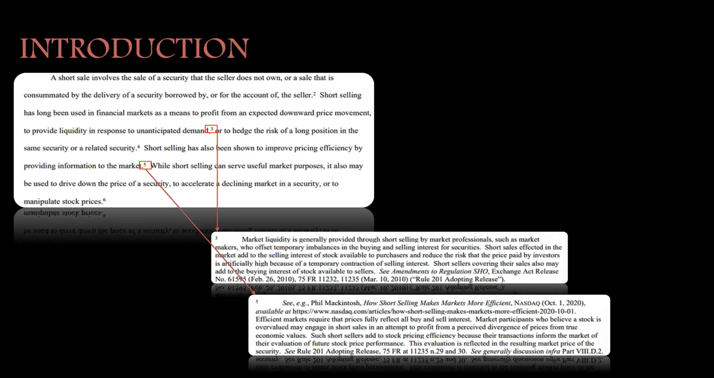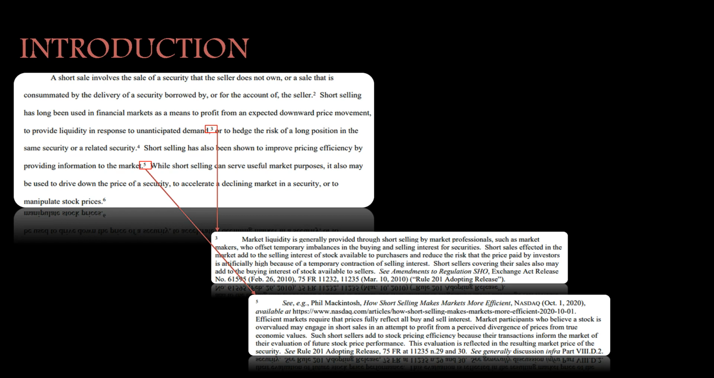Now we have a few footnotes here. So, footnote 3 says market liquidity is generally provided through short selling by market professionals, such as market makers who offset temporary imbalances in the buying and selling interest for securities. Short sales effected in the market add to the selling interest of stock available to purchasers and reduce the risk that the price paid by investors is artificially high because of a temporary contraction of selling interest. Short sellers covering their sales also may add to the buying interest of stock available to sellers. And then it refers you to a filing.